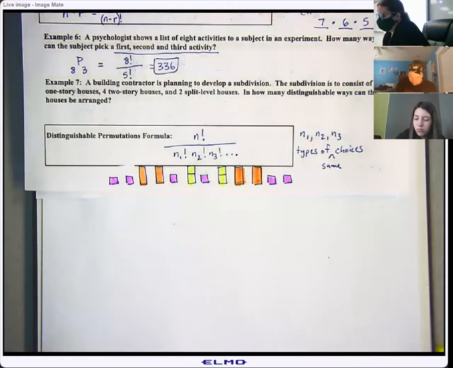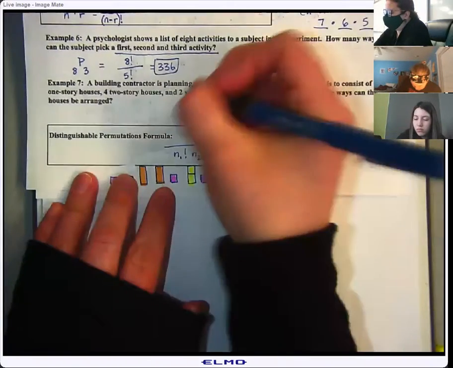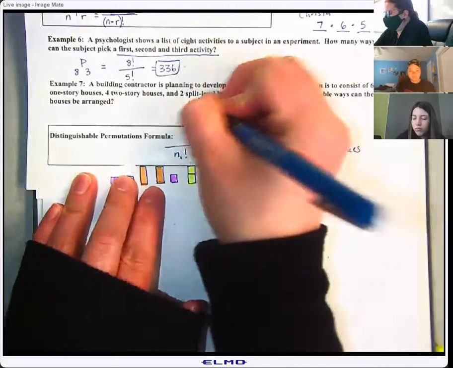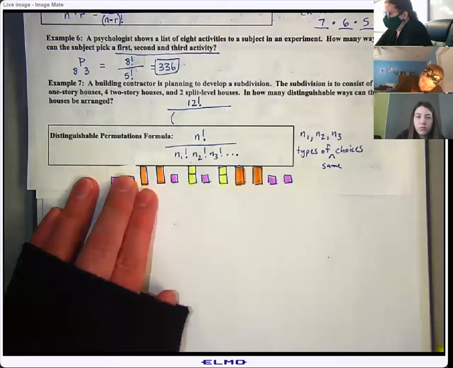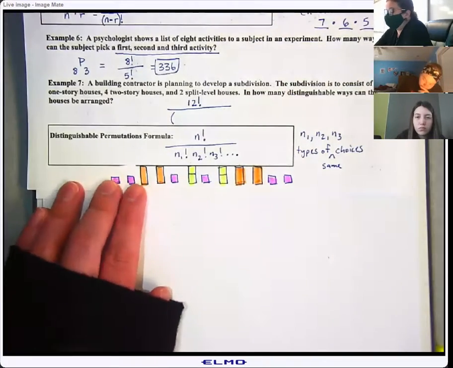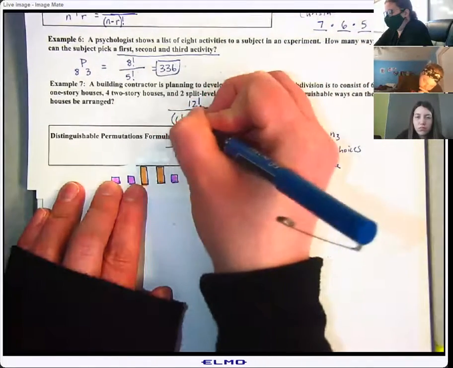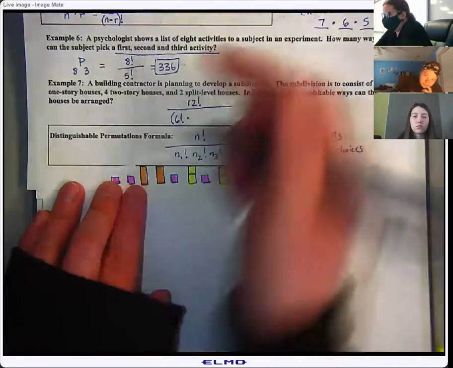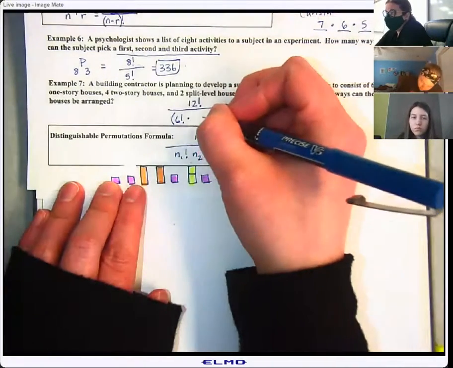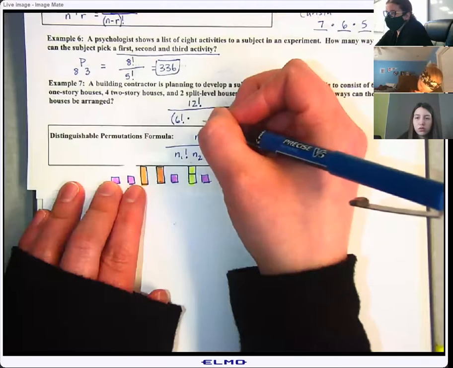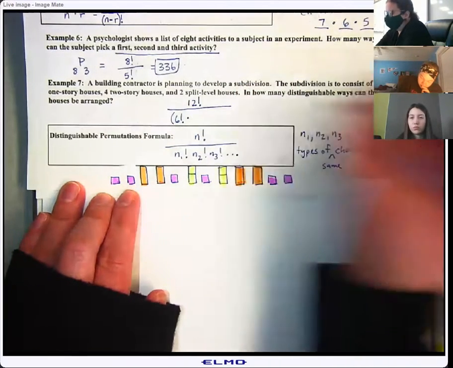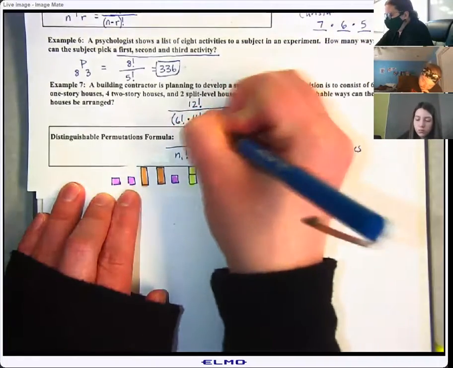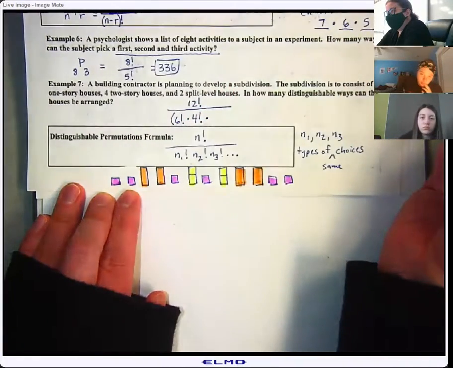All right, so let's do this together. We've got 6, 4, and 2. That's a 12 on top because we've got 12 choices total, divided by, on the bottom, I'm going to put this in parentheses. There's 6 one-story houses, right? So I'm going to put a 6 factorial for those. What should I put in for the 2-story houses? 4 factorial. And then the split level houses? 2.